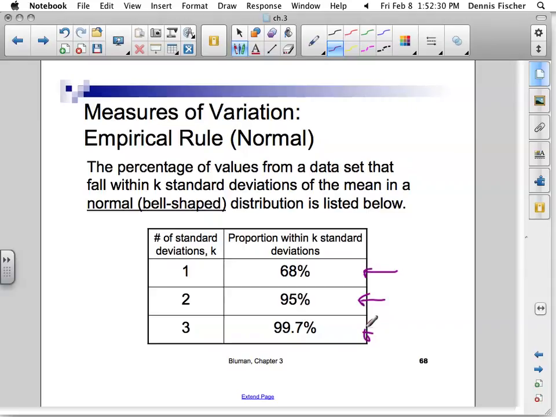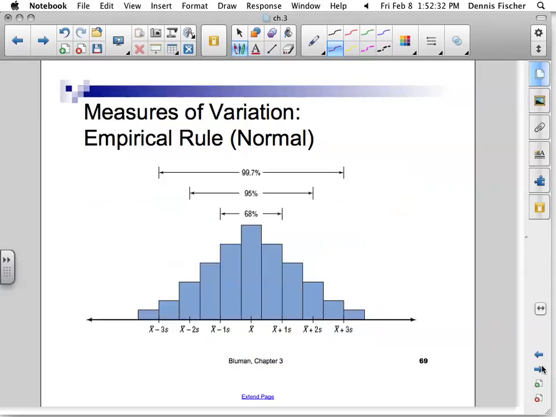When it's bell-shaped, you'll notice that more of the values are in the middle. So if your mean's right down the middle, 1 standard deviation, 68% of your values are going to be there. 2 standard deviations, 95. 3 standard deviations, 99.